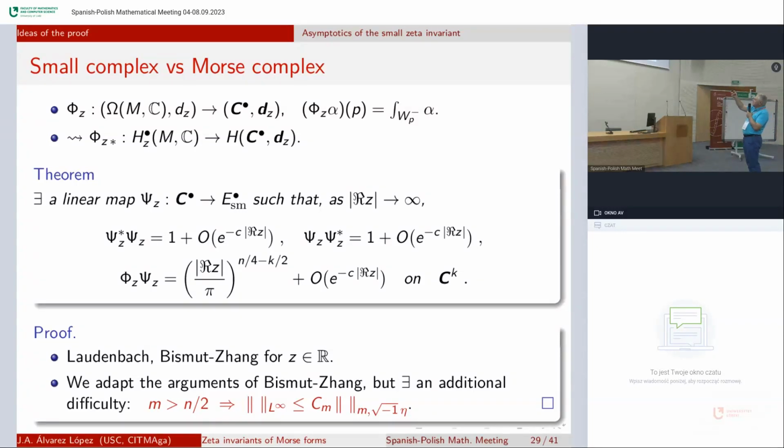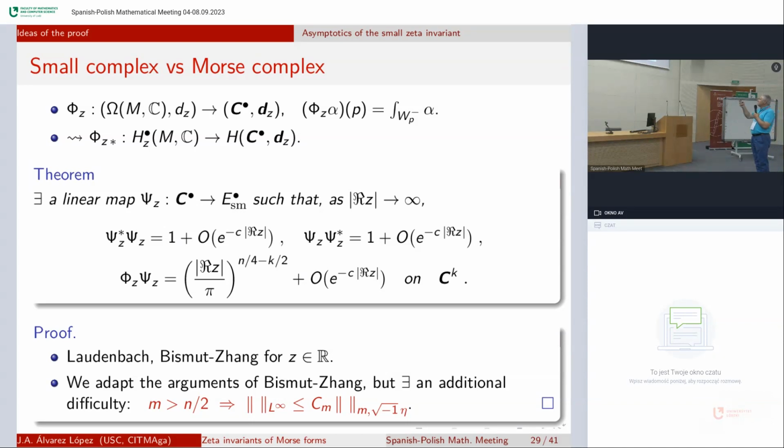And the composition of psi and phi is an isomorphism, because these numbers are never zero. The real part of the parameter over pi to the dimension over 4 minus the degree over 2. This number is never zero. And then we have an extra term which decreases exponentially.